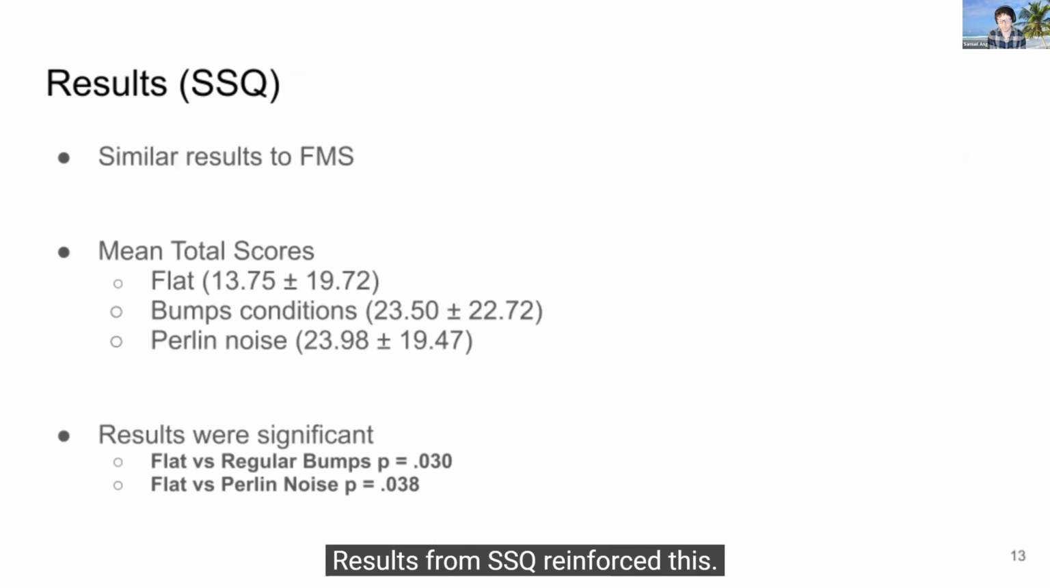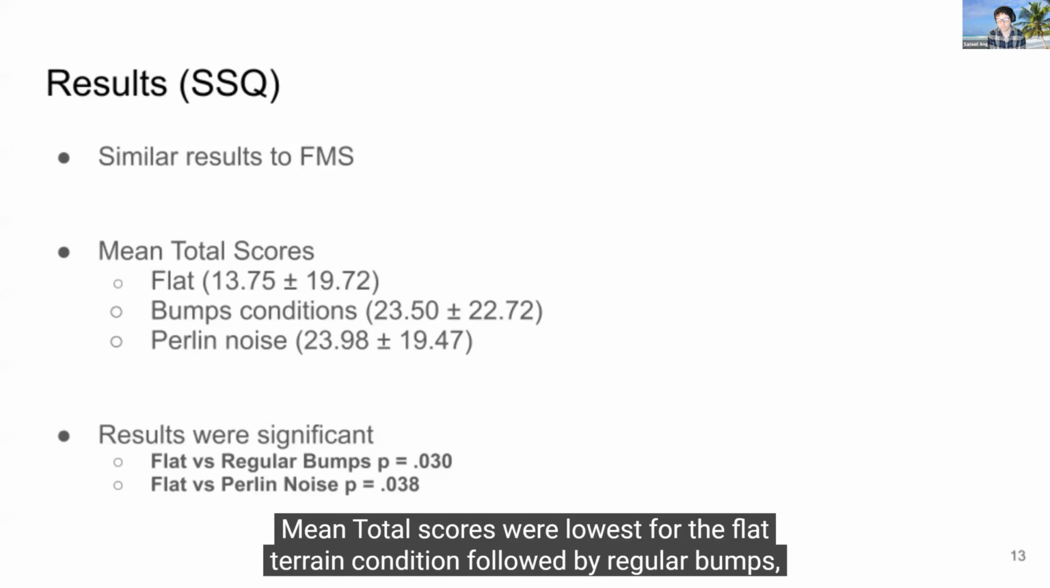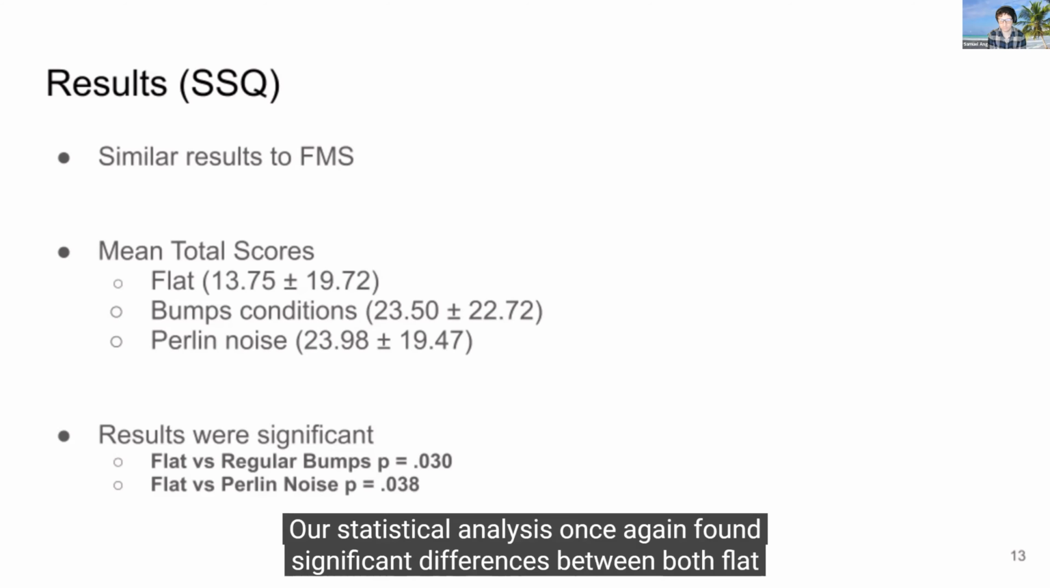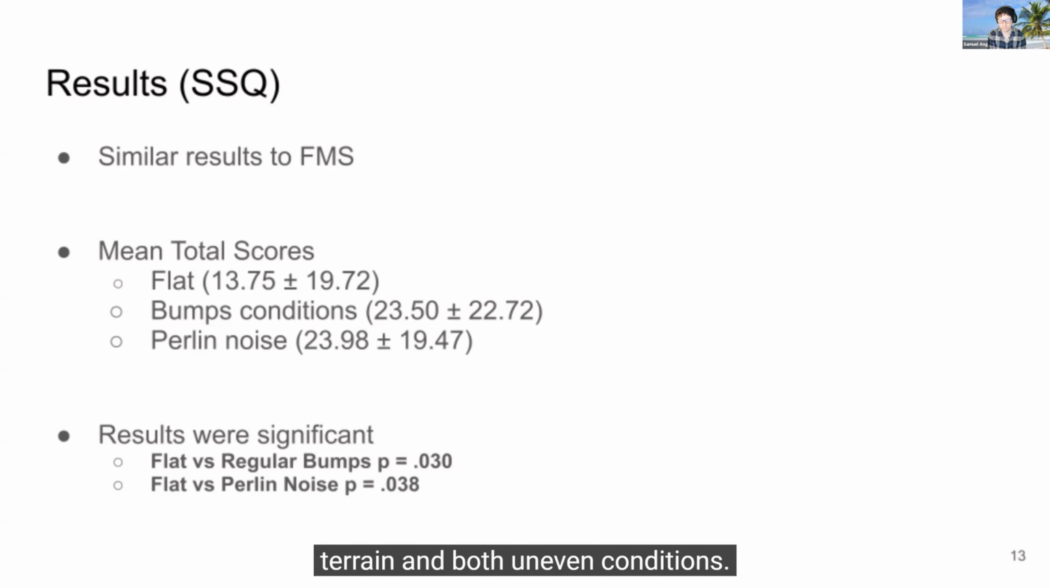Results from the simulator sickness questionnaire reinforce this. Mean total scores were the lowest for the flat terrain condition, followed by those of the regular bumps condition, and followed by those from the Perlin noise condition, which had the highest total SSQ scores. Our statistical analysis once again found significant differences between the flat terrain variant and both uneven conditions.